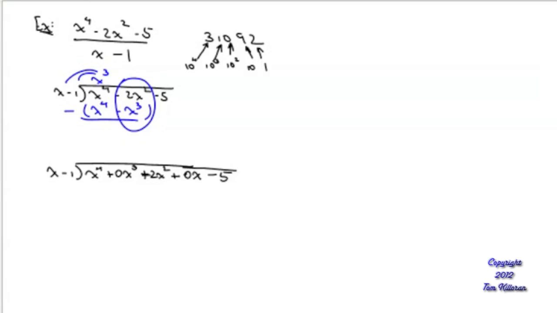What times x gives you x to the fourth? X to the third. So x cubed times x is x to the fourth, minus x to the third. And then you take this whole thing and change the signs, or subtract it. So that'll give me x cubed. Bring down the next term, which is minus 2x squared.